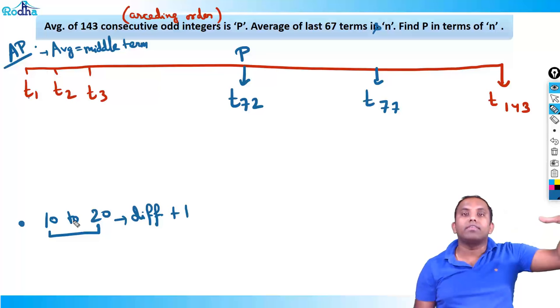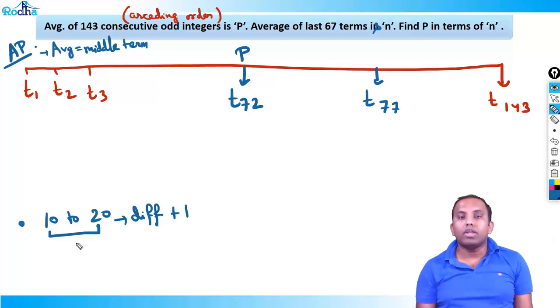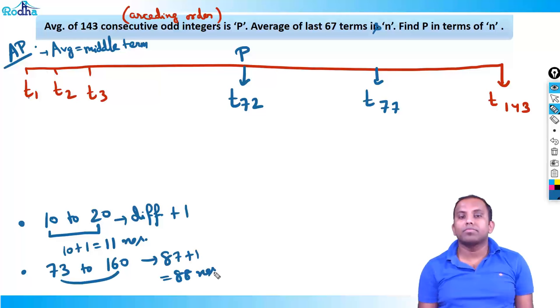Okay. So, 10 to 20, how many numbers? Difference plus 1. 10 plus 1, 11 numbers. Not 10 numbers. Right? 73 to, let's say, 160. How many numbers? Always difference plus 1. What is the difference here? 87 plus 1. Total 88 numbers. Right? So, that's why.